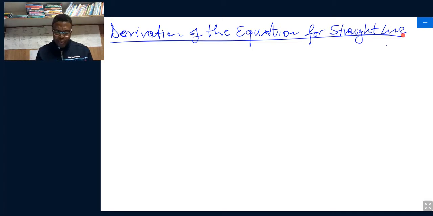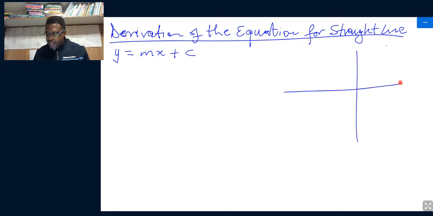We know well that the equation of a straight line is y = mx + c. But how do we find this? Let us say you are given 2 points. You have a Cartesian plane, and you are given 2 points. They could be anywhere, but you are going to select 2 points.